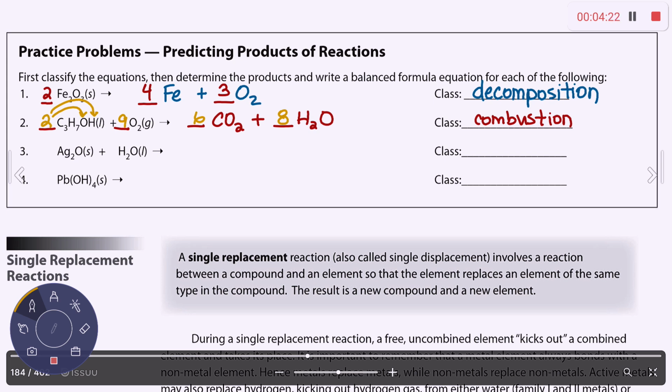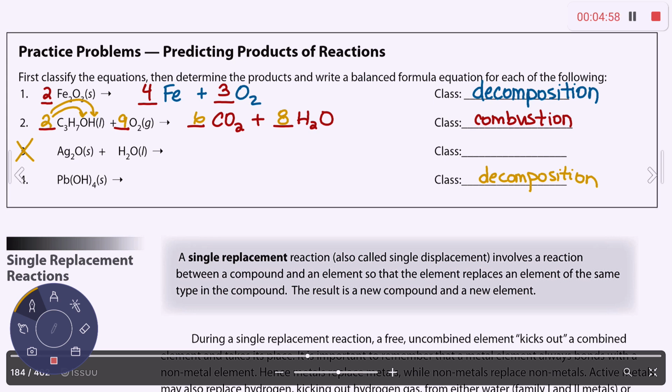We're going to skip number 3 because I will never give you something like that. And number 4, decomposition, yes. I may ask you to classify number 4 just based upon the reactant, but this is going to decompose into a metal oxide and water, I believe. You wouldn't know what metal oxide to write, so that's why I wouldn't give it to you. Can I go on to single replacement?